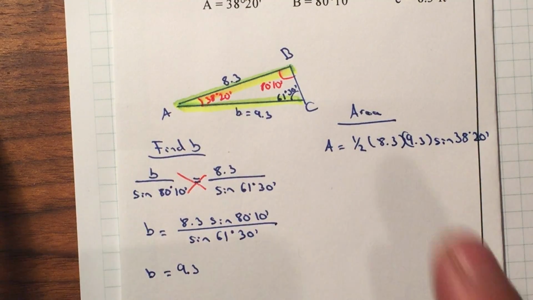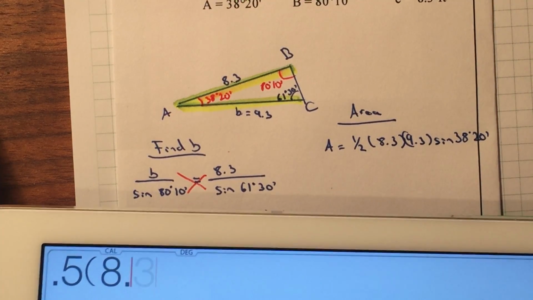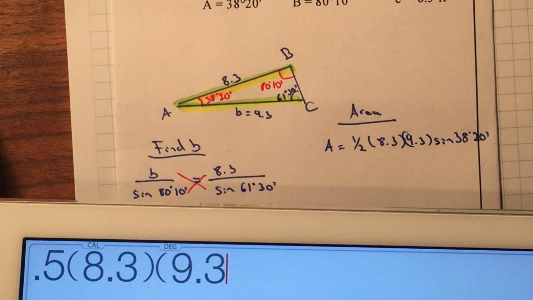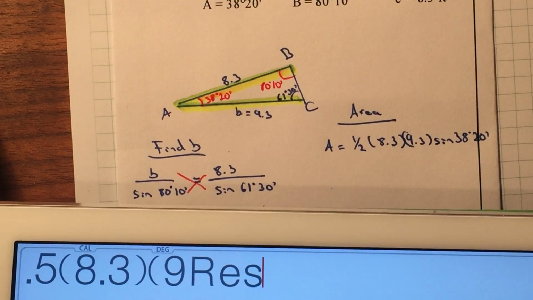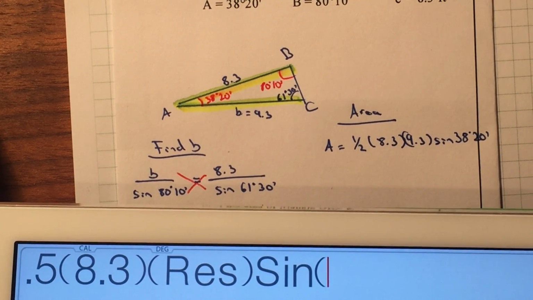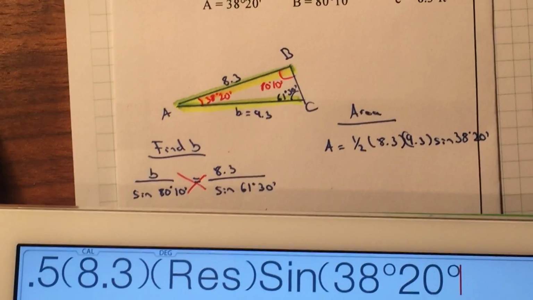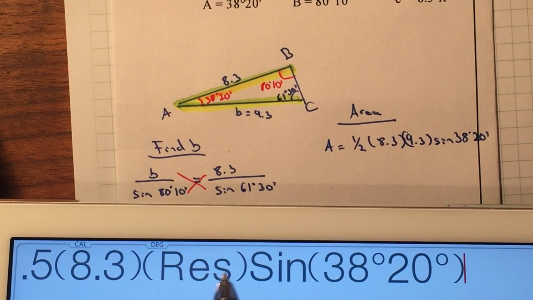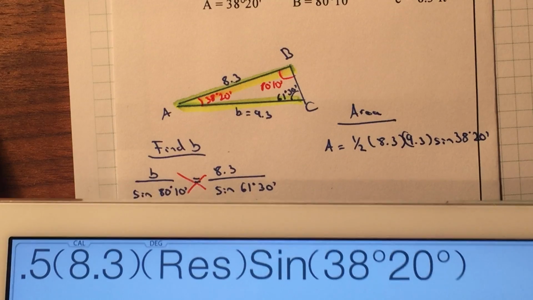Don't forget your 1/2. So I use 0.5 multiplied by 8.3 multiplied by 9.3. And actually, I'm going to use the result that I have. Multiplied by the sine of 38 degrees and 20 minutes. So notice, since I already had the 9.3 and the exact answer for it, I'm going to use the result, or in that case, most of the calculators have it as an answer.